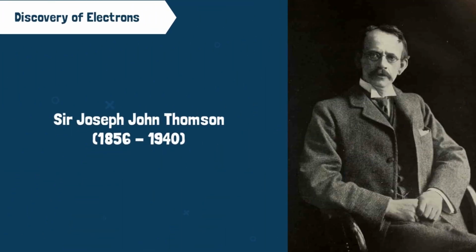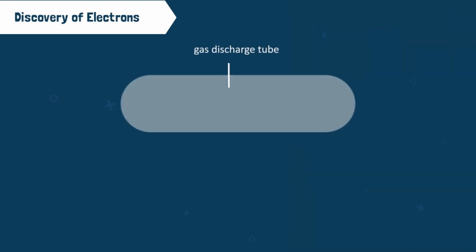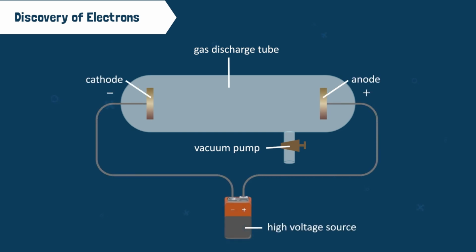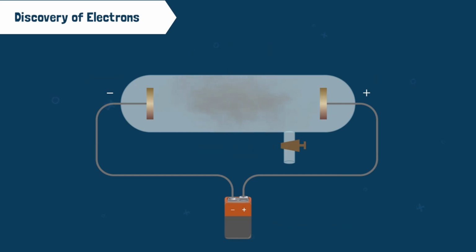Sir Joseph John Thomson, a British physicist, is credited with the discovery of electrons. He used a gas discharge tube connected to a vacuum pump. Inside the tube were two metallic electrodes, cathode and anode, connected to a high voltage source. The tube was filled with a gas. Through the vacuum pump, he reduced the pressure inside the tube to 0.01 torr, which is only about 0.1 Pascal. Then he applied a high voltage of about 5 to 10 kilovolts across the electrodes.